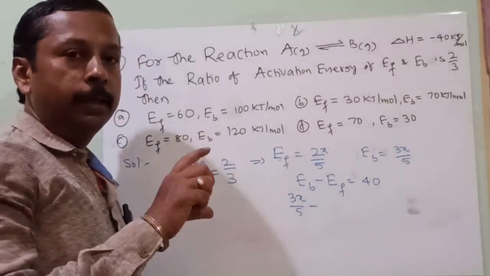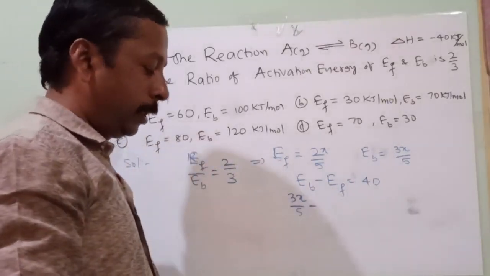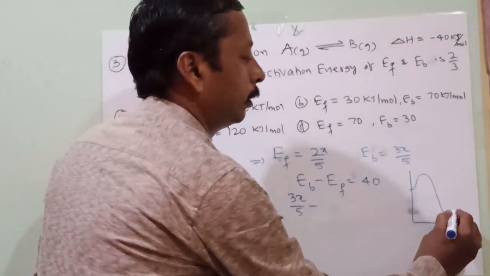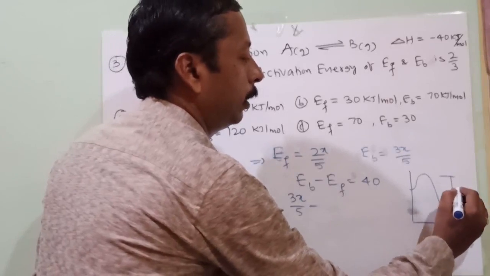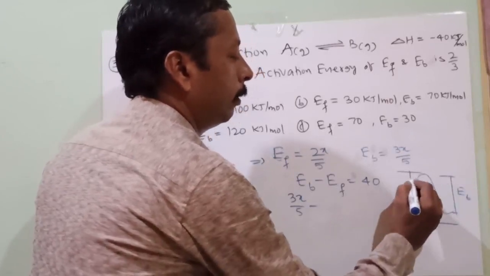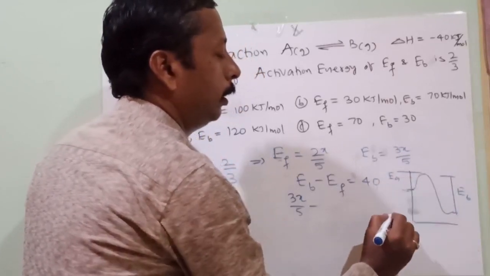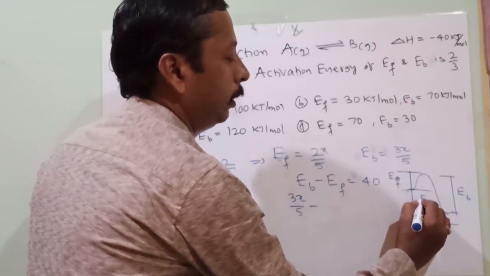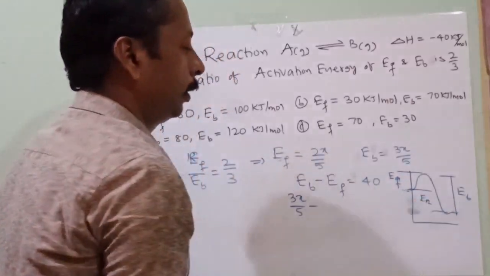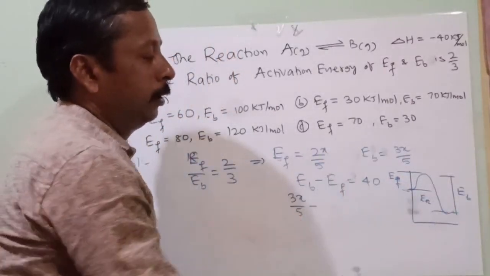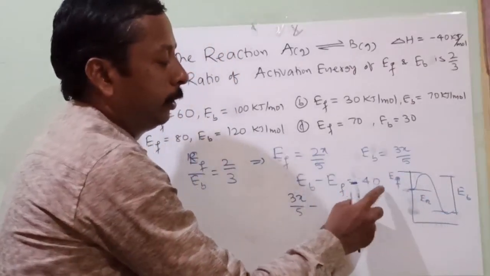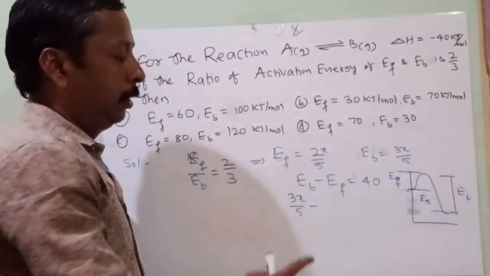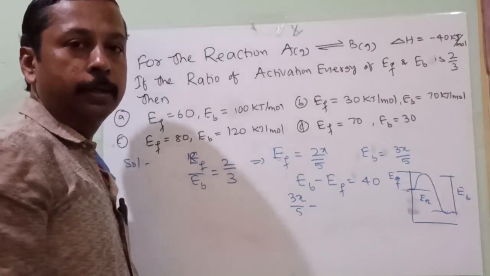And that gap also we have seen from the graph. Actually I just erased it. This was the graph. From here to here, what is it? EB. From here to here, what is it? EF. So this gap, what is it? The reaction energy. What is given? 40. So EB minus EF gives the gap. What is that gap given as? 40. How we got this equation, is it understood now?